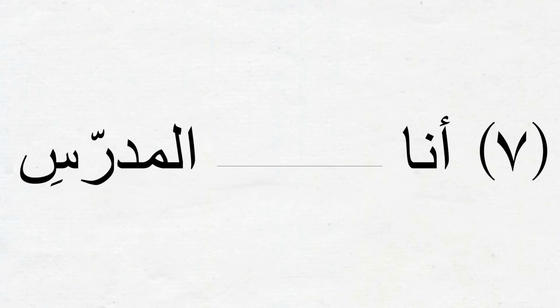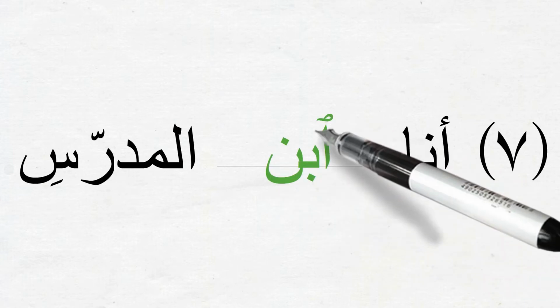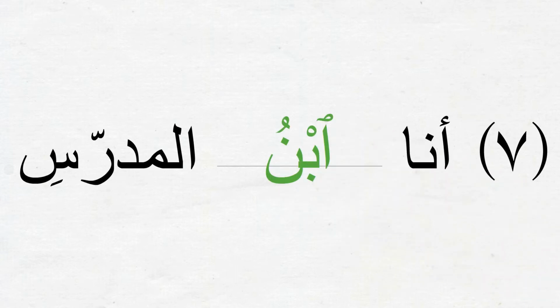Sentence number 7. Ana blank and al-mudarrisi. We have a mudaf missing here. The dhamir ana means I, and the ism majroor al-mudarrisi is a teacher. So depending on our gender, we can either use ibnu, the son, or bintu, the daughter. I will put down ibnu here, so the sentence will be Ana ibnul mudarrisi.